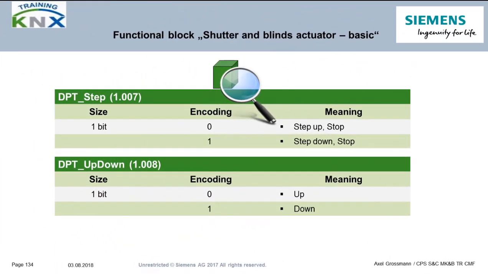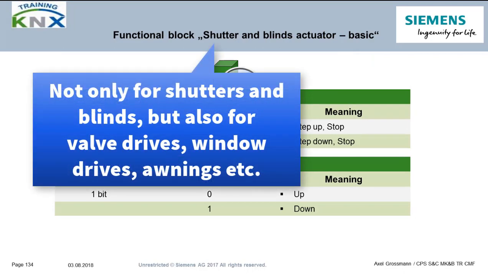Function block, shutter and blinds actuator basic. If several subfunctions are required, or at least desirable, for a particular function, then this grouping of subfunctions is called a function block. In this example, we have the function block drive control. Venetian blinds, roller shutters, window regulators, 3-point valve actuators, etc.